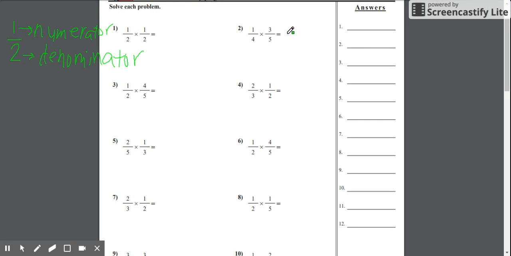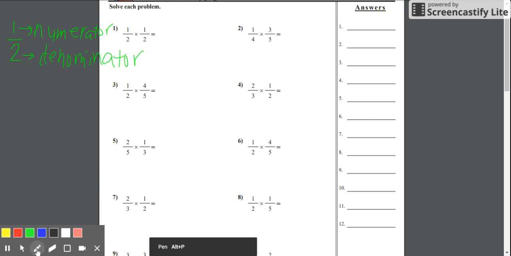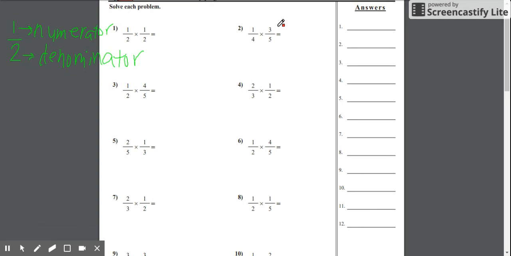So if we look at number 2, when we're going to multiply fractions, all we have to do is multiply across. So we always multiply the numerator times the numerator and the denominator times the denominator. We do not have to worry about having like denominators because we're not adding or subtracting. We're just simply multiplying across. So we're going to multiply 1 times 3 is 3, and 4 times 5 is 20. And so our answer is simply 3/20 for number 2. So we just simply multiply across.